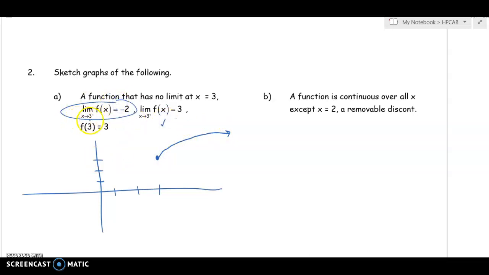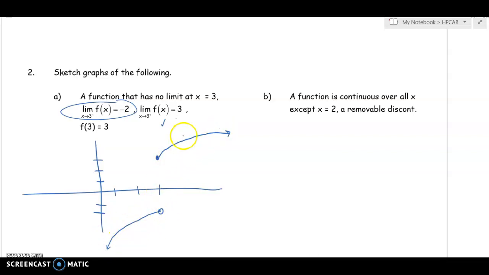Then we have the left-hand limit. As we approach 3 from the left, we should be getting closer to -2. So I'm going to need some kind of a point here, so that when I'm coming from the left side, I'm getting closer and closer to a y value of -2. Now, since f of 3 is equal to 3 here, I can't have a closed circle here. I have to have an open circle here. All right, so something like this.